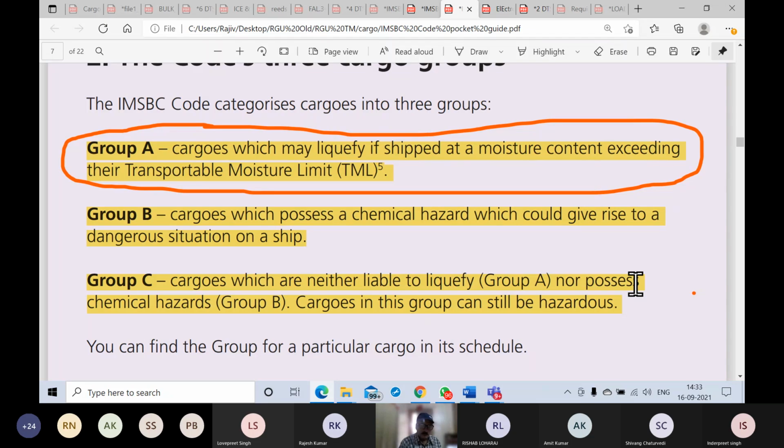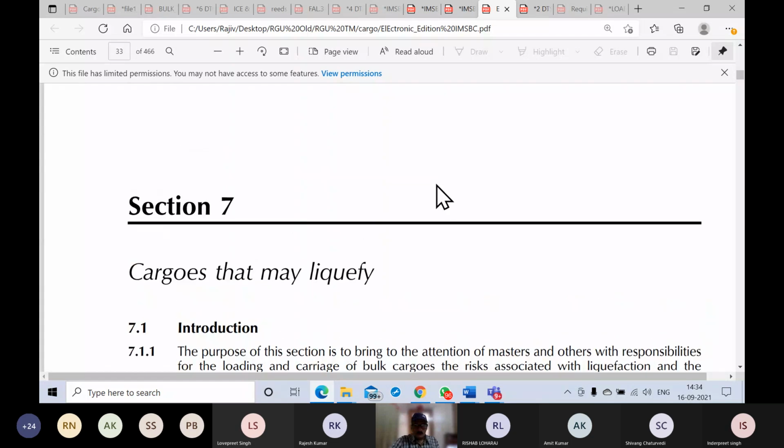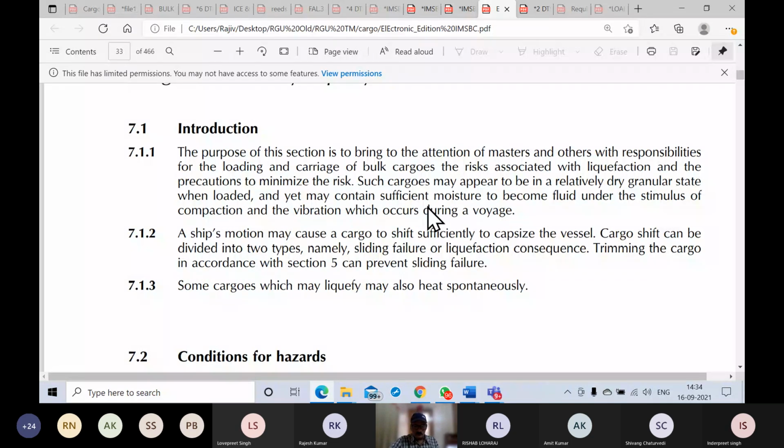It talks about cargoes which may liquefy if shipped at a moisture content exceeding their transportable moisture limit. So this causes a concern and this has to be carefully carried. Information for this will come from the declaration by the shipper and the code IMSBC. The code, if it says Group A, that means it is a cargo which can liquefy. Then you've got a concern.